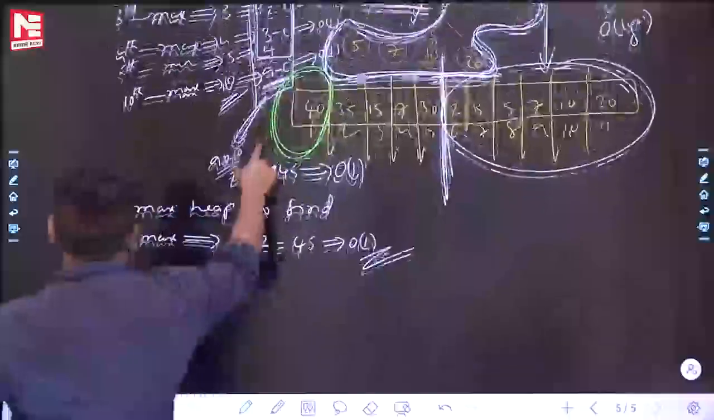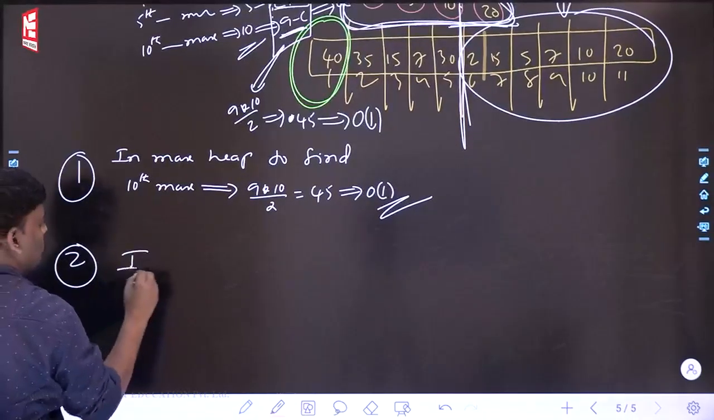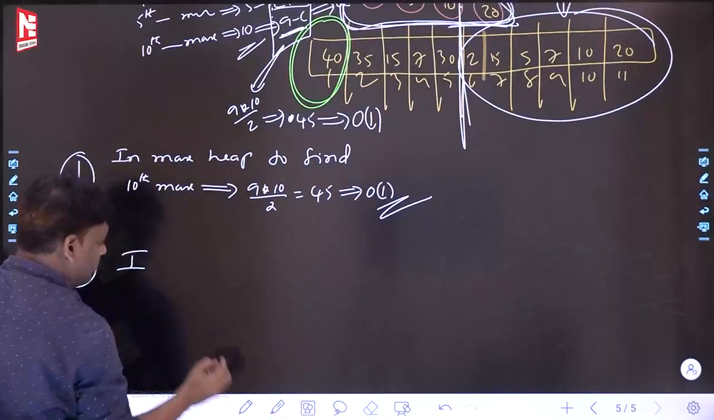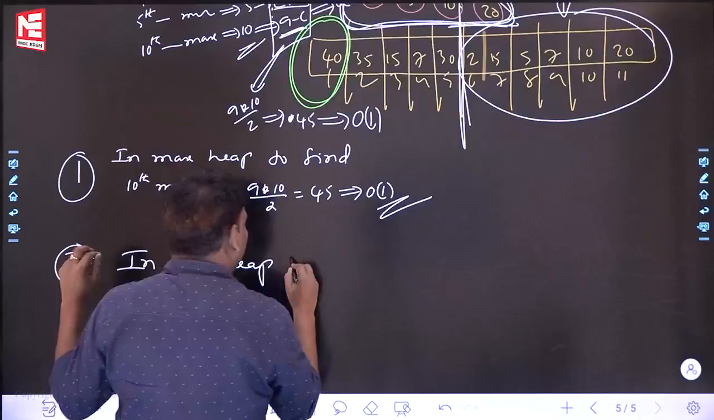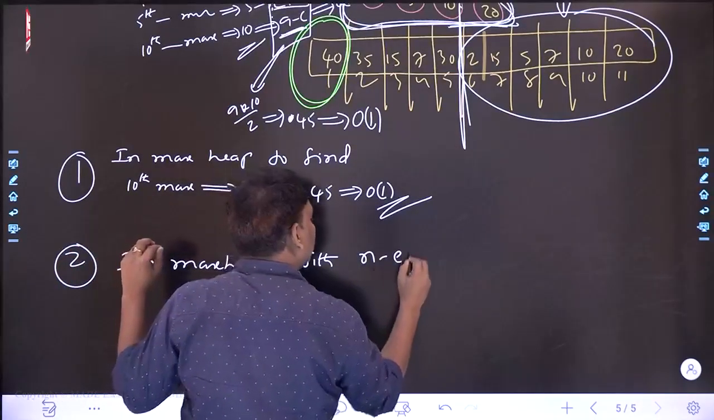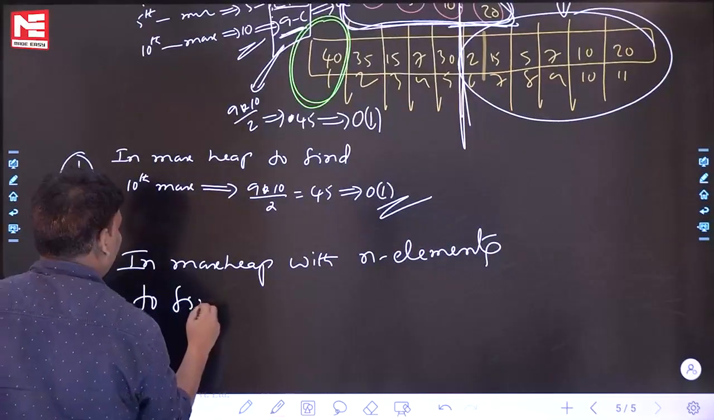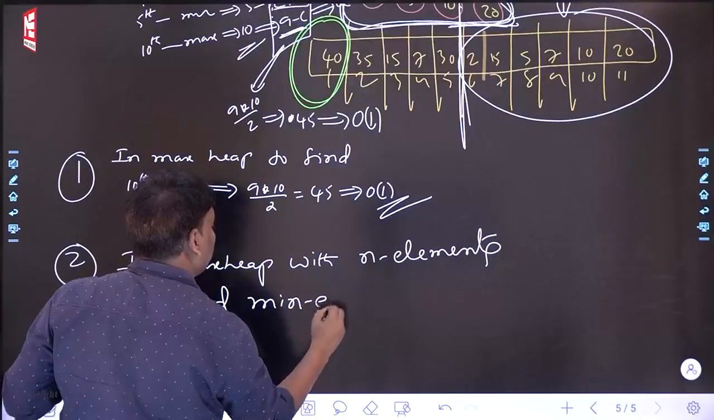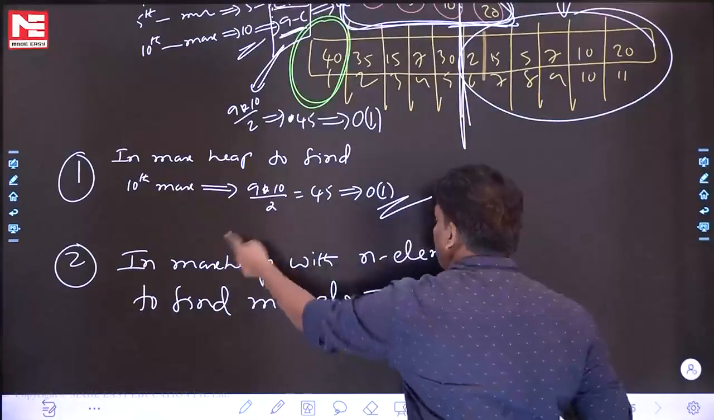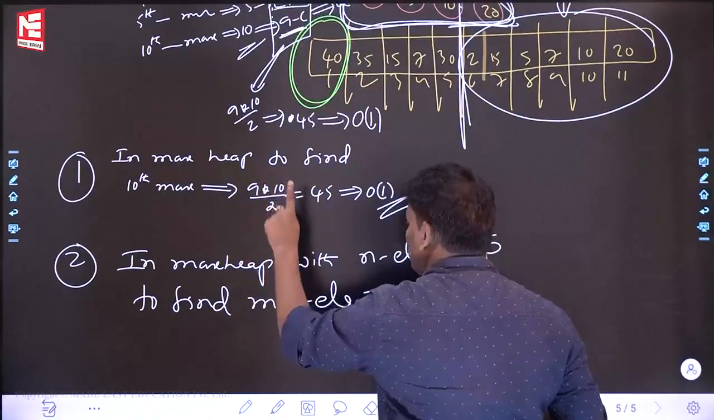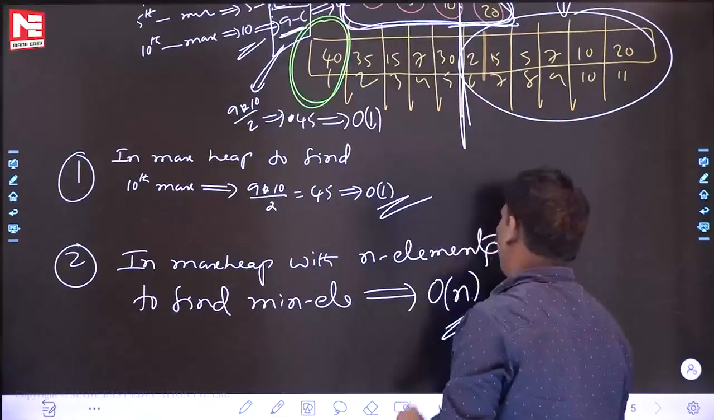Now let me write. This is the one point you take care. See the second point, an interesting point. In a max heap with n elements, to find out the minimum element, see the interesting answer. Max heap and minimum element have no relation, but one thing, a max heap is an array. In the array, finding the minimum, one scan is enough, order of n. Available answer, take the best answer.